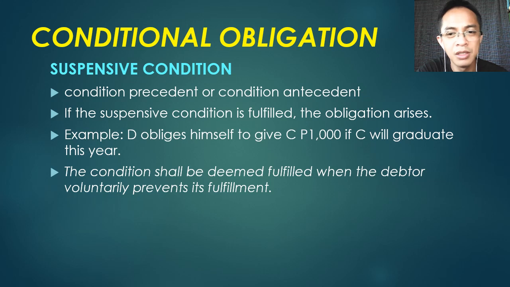Okay? So, ganito, class, is i-discourage kasi ng batas na si debtor is nagawa ng hindi mabuti para lang hindi ma-fulfill yung condition. So, sabi ng batas, if the debtor will prevent the fulfillment of the condition, then it is presumed, it is deemed that the condition has already happened, and therefore D will still be liable to C, the creditor.